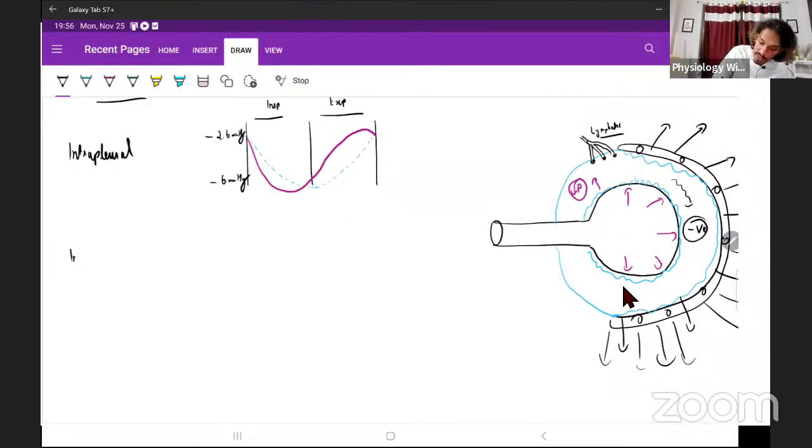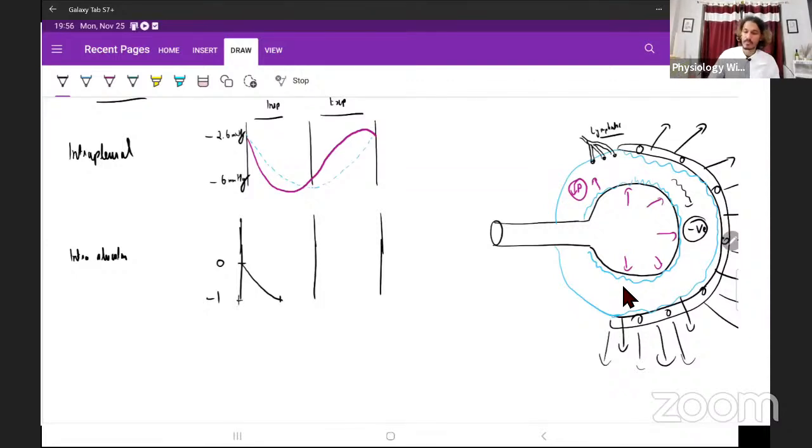Next is intra-alveolar pressure. The intra-alveolar pressure, usually outside is 760 millimeter of mercury. Inside is also 760 millimeter. That we take as a zero value. From that zero value, it will go down to minus 1. It's here.